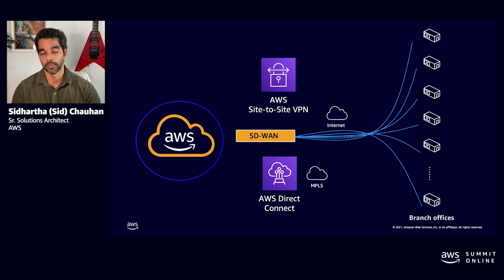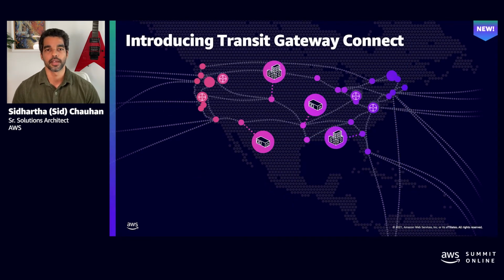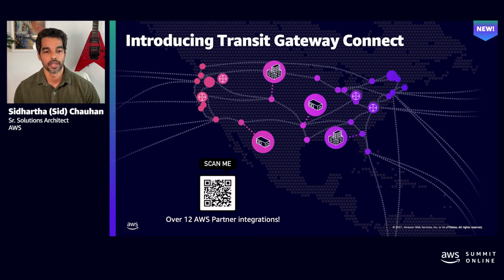SD-WAN is gaining a lot of popularity in recent times, and for the right reasons. It gives you the agility and the flexibility of spinning up WAN connectivity in a very fast manner. It has reduced costs. It gives you more visibility. And that is possible to achieve in AWS with Transit Gateway Connect. Transit Gateway Connect is a new feature which we released, which lets you connect your AWS infrastructure to an SD-WAN appliance. We have direct native integrations with 12 plus AWS partners.